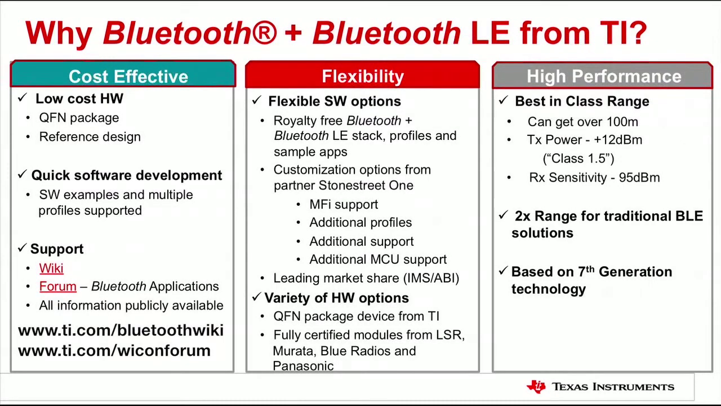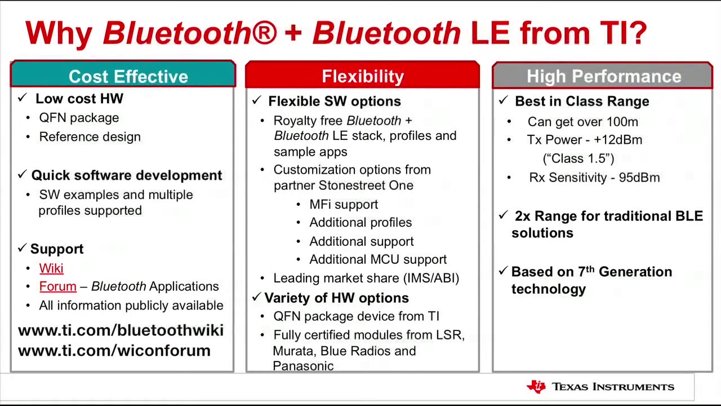So the next one is flexibility. We've talked about this a little bit, but I want to emphasize that there's a couple things here. One from a software perspective. We have the royalty-free solutions that are available online, but there's a lot of flexibility around that. If you want to use it with a different hardware solution, if you want to add in new profiles, you want a different kind of support, there's a lot of flexibility on the software side. And then on the hardware side as well, if you want to use the QFN package device, that's an option. If you want to use one of the Bluetooth modules that are already certified to, again, reduce your costs and ease of application and development, those are other options as well from multiple vendors.